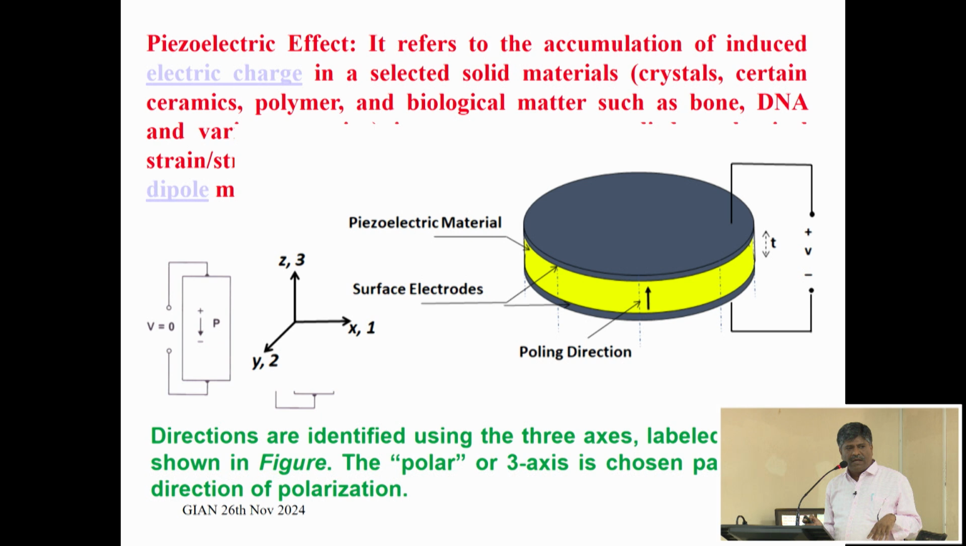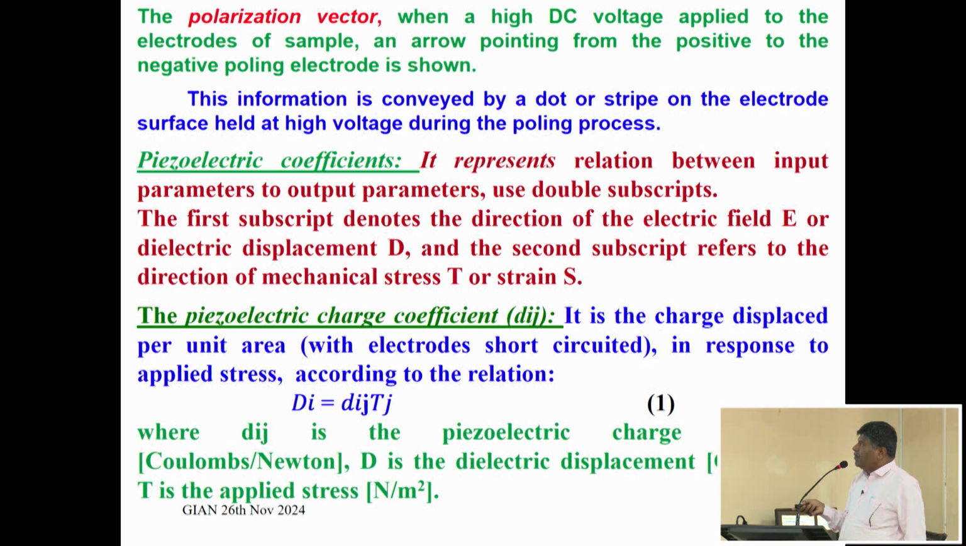The direction is very important here to define different kinds of terms related to ferroelectric materials. Suppose you apply the external electric field in the z direction, or the 3 direction. The directions are defined using 3 axes labeled 1, 2, 3, as shown in this figure. The polar or 3 axis is chosen parallel to the direction of polarization. So, here the external electric field is applied along the 3rd direction. Now, these are the different terms which are frequently used.